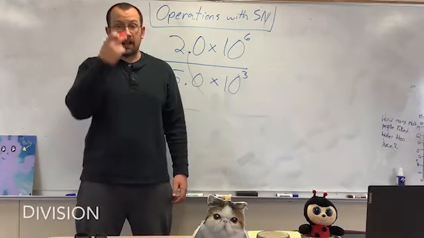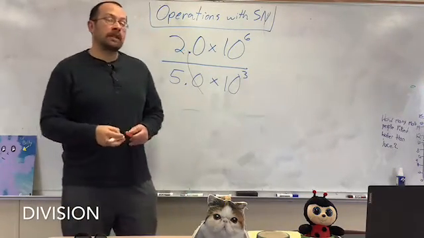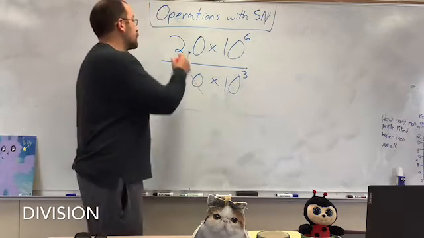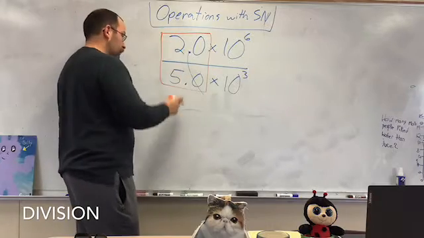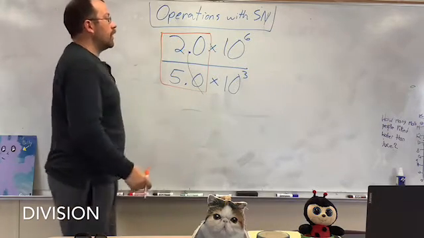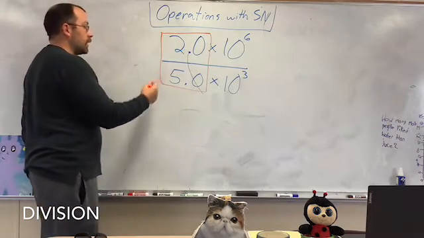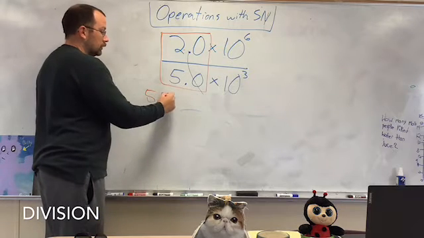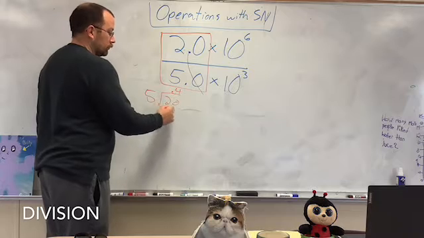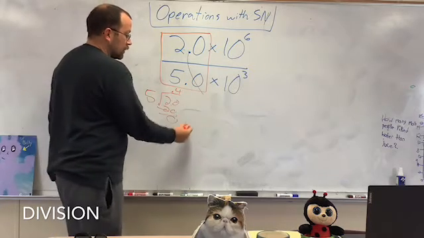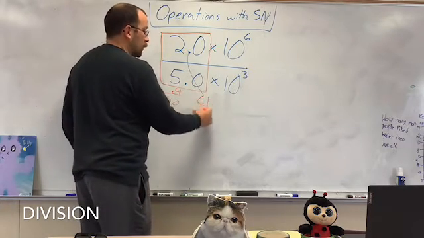Alright, division with scientific notation. We do it the same way. We break it into our parts. So now we do 2 divided by 5. So this gives us 0.4.